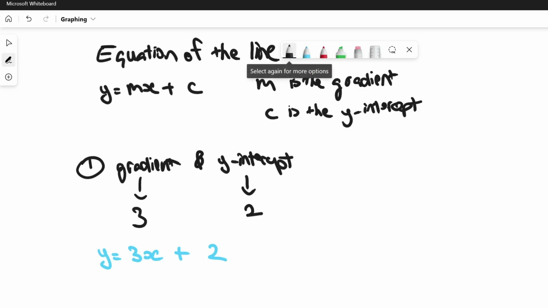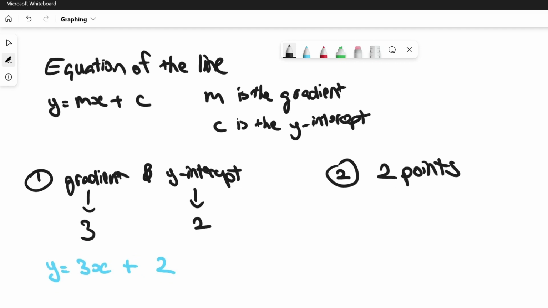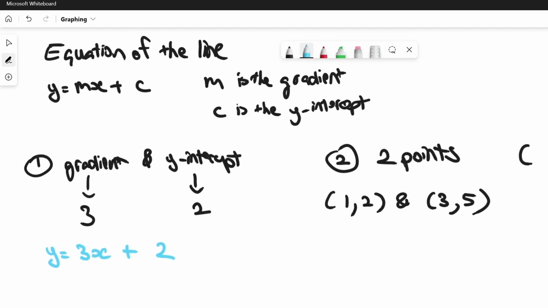But the second scenario is where it gets a bit harder. It doesn't give you the gradient and y-intercept outright. It gives you 2 points on the graph. So usually points are written in brackets with the x in the first one, followed by a comma and then the y. So a typical question of this would be like, here are 2 points, say (1, 2) and (3, 5), or something like that. And it'll tell you to find the equation of the line.